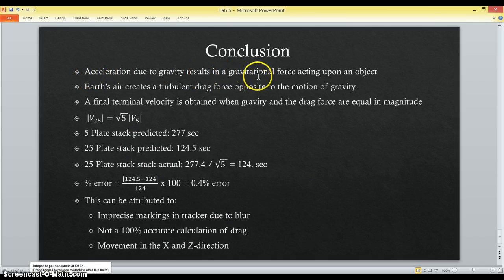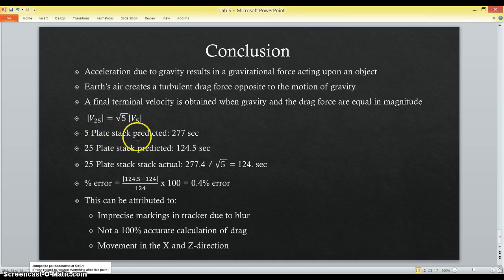Acceleration due to gravity results in a gravitational force acting upon an object. Earth's air creates a turbulent drag force opposite to the motion of gravity. A final terminal velocity is obtained when gravity and the drag force are equal in magnitude. The relationship that we are shown is that the magnitude of the velocity of the 25 plates is equal to the square root of 5 times the magnitude of the 5 plates.